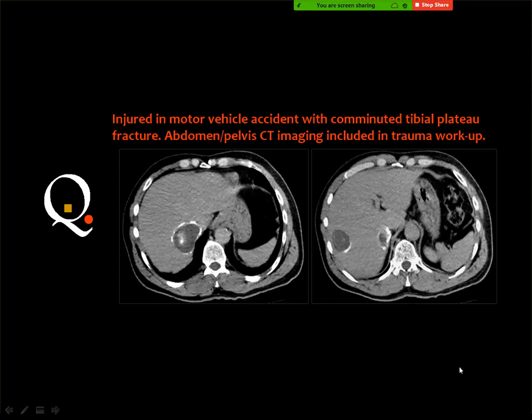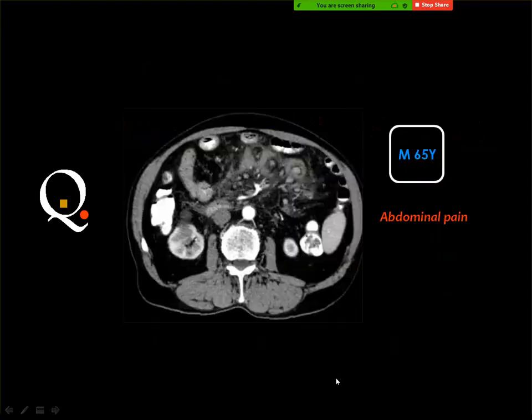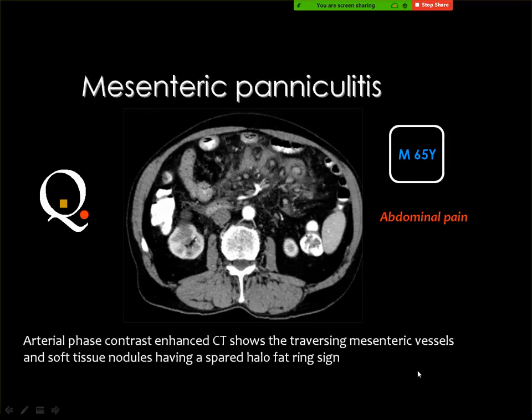Calcified hydatid cysts. Yes. The patient had a motor vehicle accident with comminuted tibial fracture, and the abdominal and pelvic CT was included in the trauma workup. No evidence of laceration, but there are multiple focal lesions showing marginal calcification, typical of hydatid cysts. Panniculitis. Yes, this is mesenteric panniculitis, where you got infiltration of the mesentery with the vessel halo sign of fat around the mesenteric vessels.